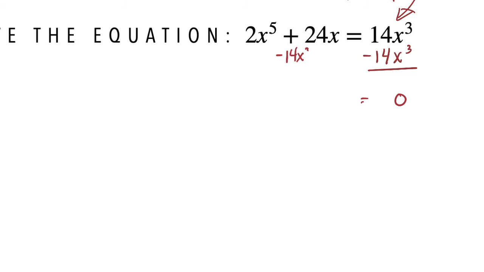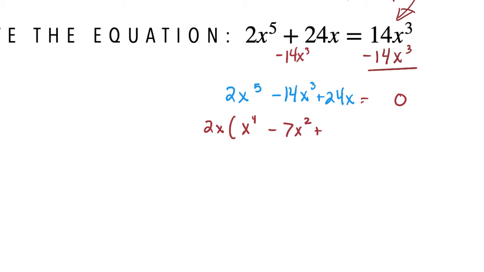Now I'm sitting it right in the middle here, because when I write down my polynomial, I want that in standard form. Plus 24x. And now I'm ready to start factoring it. Looks like I can take out a 2x, giving me x to the 4th minus 7x squared plus 12.